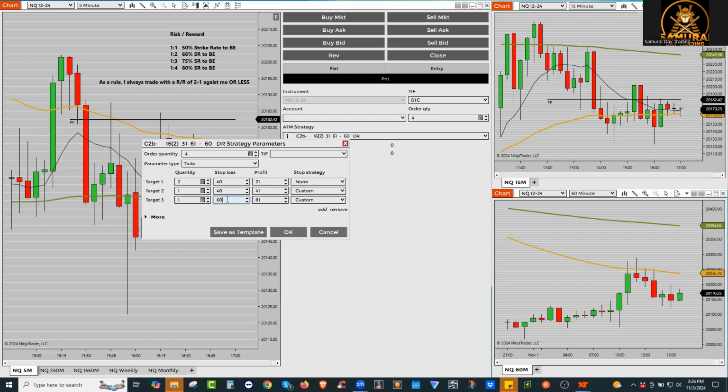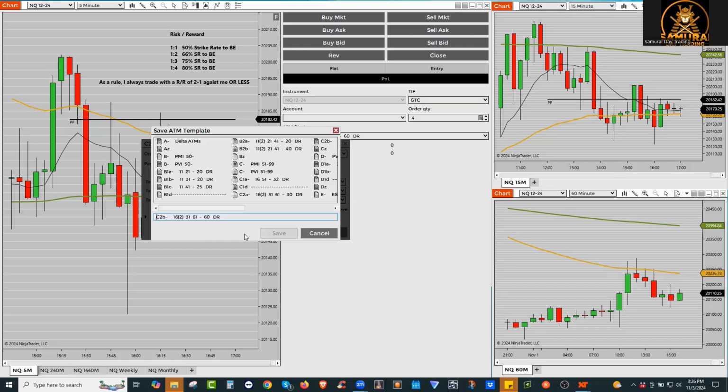And you should be able to get into most trades with between 40 and 80 ticks worth of risk. Right? So that's a saved template. That's one-to-one.